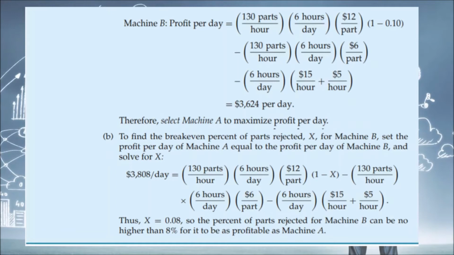For letter B, to find the break-even percent of parts rejected, X, for machine B, set the profit per day of machine A equal to the profit per day of machine B and solve for X. That is, the profit for machine A, 3,808 per day, is equal to 130 parts per hour multiplied by 6 hours per day multiplied by $12 per part multiplied by 1 minus X, minus 130 parts per hour times 6 hours per day times $6 per part, minus 6 hours per day multiplied by $15 per hour plus $5 per hour.